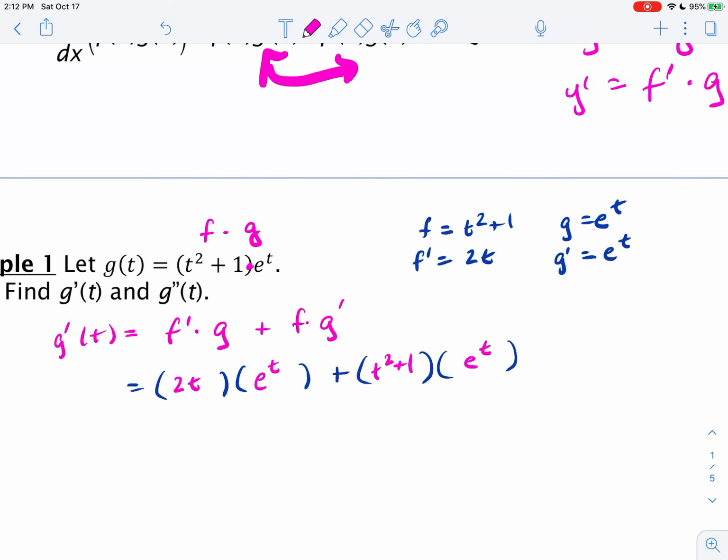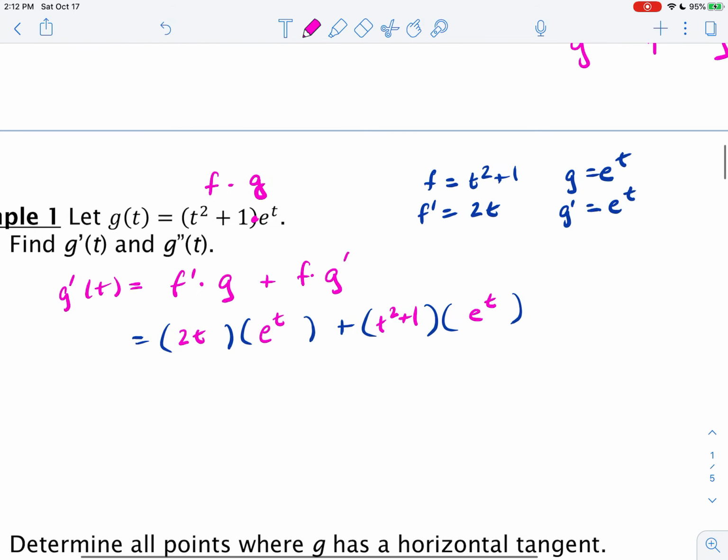Now in this case, I see two terms and they both have a common factor of e to the t, so I can factor that out. And I would get e to the t times 2t plus t squared plus 1. Good, and that is my g prime of t.